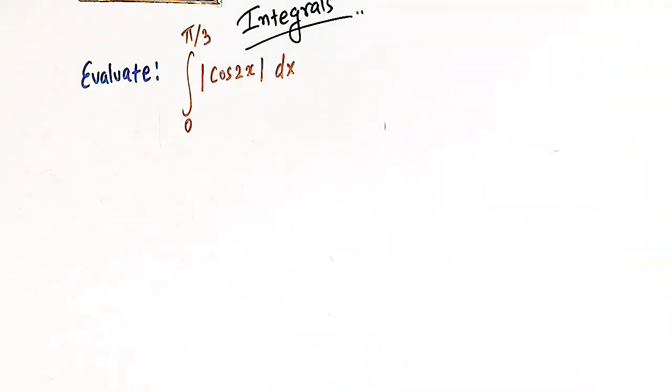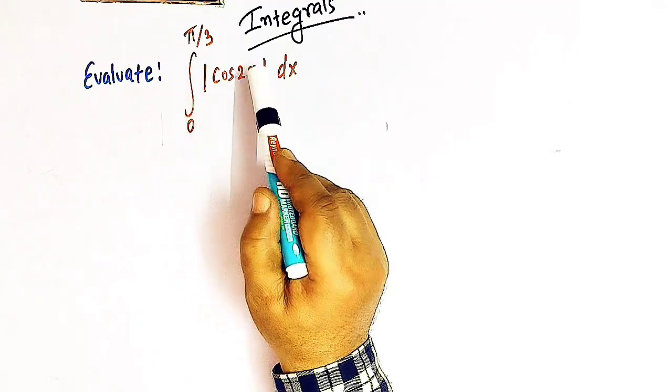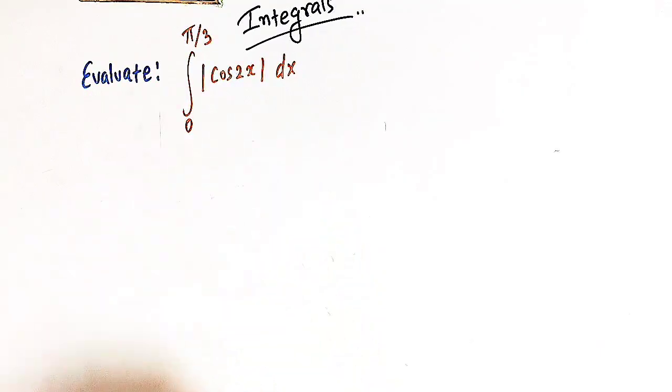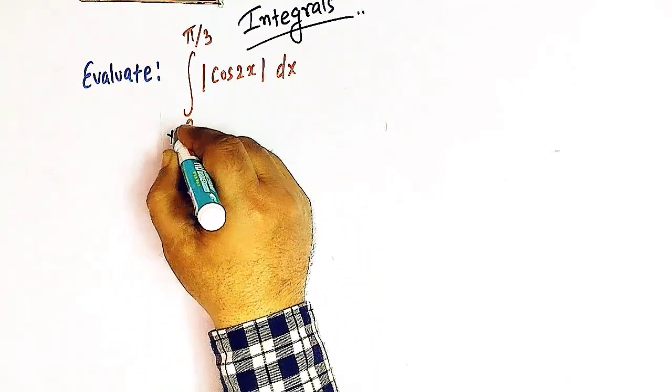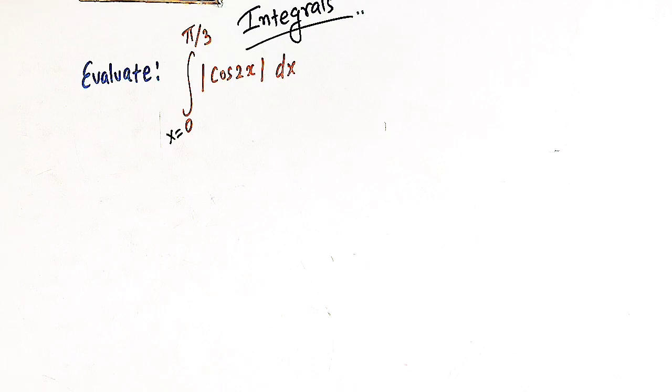Hello viewers, in today's session we are going to discuss a very important problem from definite integrals involving the absolute value function of cosine x, right? So here we have to solve this integral in which we have the integrand as mod of cosine of 2x, right? And the limits of integration vary from 0 to pi by 3. So let us see how we can solve this integral by making use of some concept from trigonometry, and then by definition of absolute value function. So let us start.